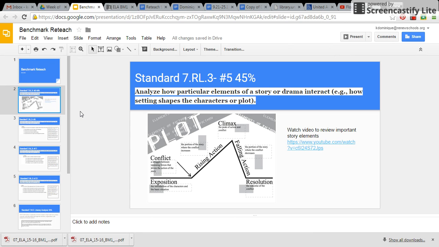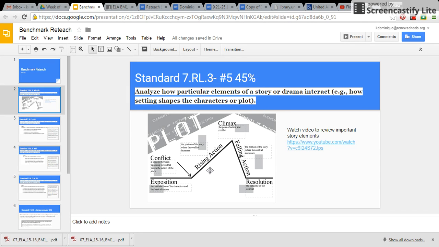Okay, now that that is done, I'm going to do a little bit of reteaching on this standard. RL stands for reading literature, which pertains to fictional stories, and 3 is this standard right here, which says analyze how particular elements of a story or drama interact, how setting shapes the character and plot.